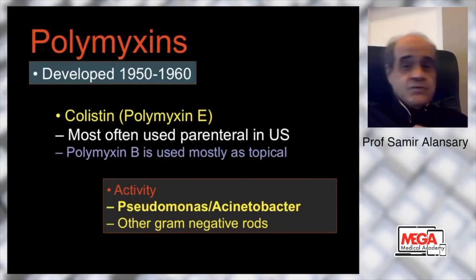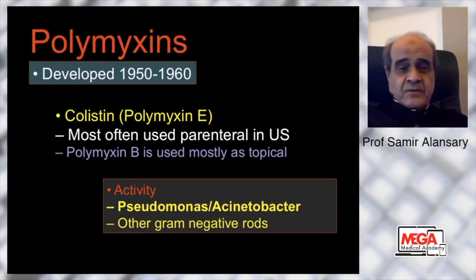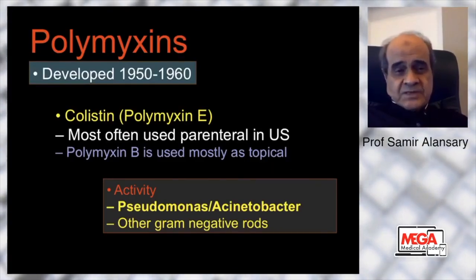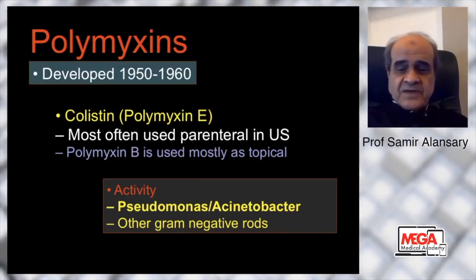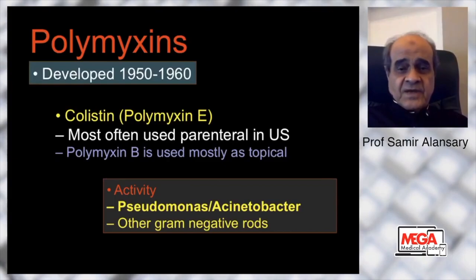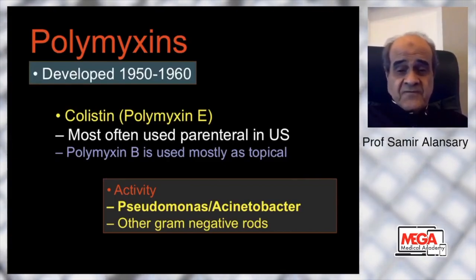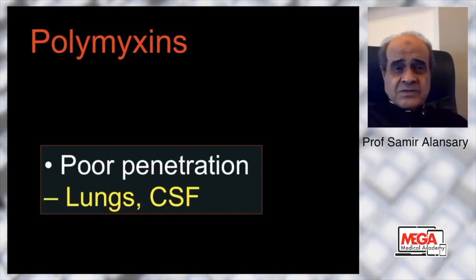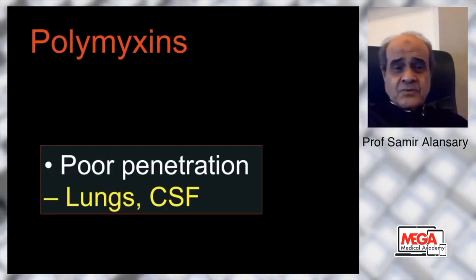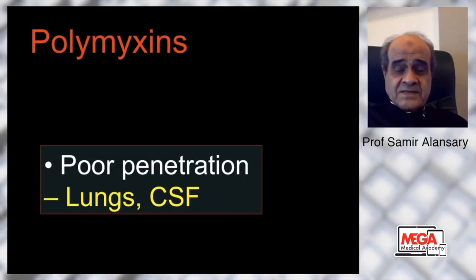Colistin, as you know, colistin or colimycin, you can use it in adults at 9 million units. You can give it as a single starting dose, and after that, 3 million every 8 hours, especially in cases of Acinetobacter and Pseudomonas infection. These are the drugs, the polymyxins, which, as you know, have poor penetration to the lungs and CSF.